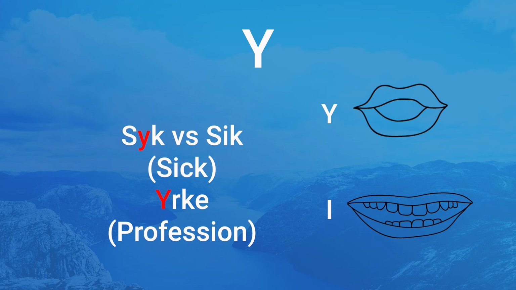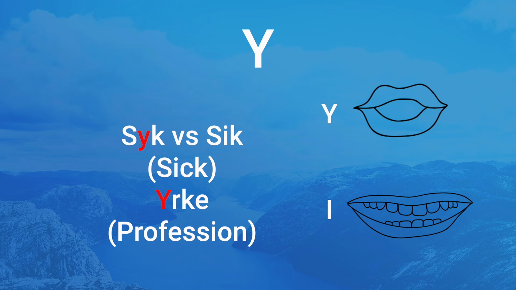The letters Y and I can sound very similar in Norwegian. To make the Y sound, purse your lips. To make the I sound, widen your mouth. Notice the difference between Y and I. Syk, syk. Notice that the letter I in Norwegian sounds exactly like E in English. By the way, syk with an I is not a real Norwegian word. I'm only using it here to contrast between the Y and I sound.